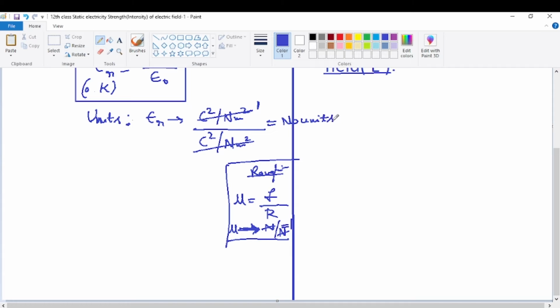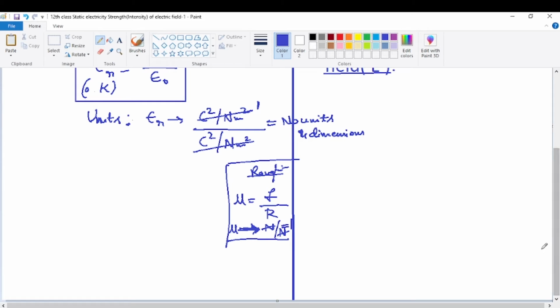No units means no dimensional formula. Dimensional formula is also a type of unit only. Whenever a quantity has no dimensional formula, it is said to have no dimensions. So no units and dimensions. This is a very important property of relative permittivity or dielectric constant: relative permittivity or dielectric constant has no units and dimensions.